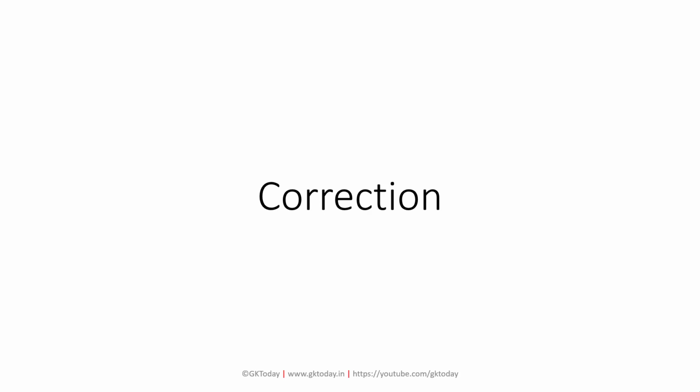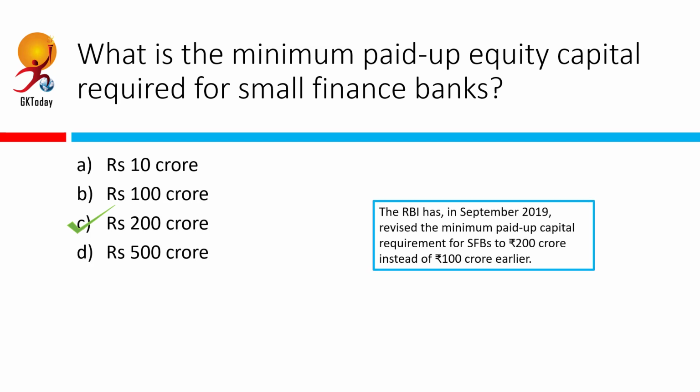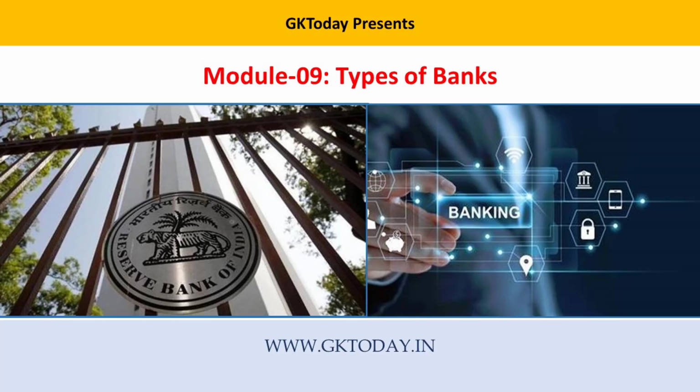So firstly, we would like to make a correction to one of our previous videos, which was on banking reforms in the 21st century. There was one question: what is the minimum paid up equity capital required for small finance banks? Very recently, this has been made rupees 200 crore. This change has been made by RBI in September of this year. So please update yourself. It's not 100 crore anymore. It's 200 crores. Now let us begin with types of banks.